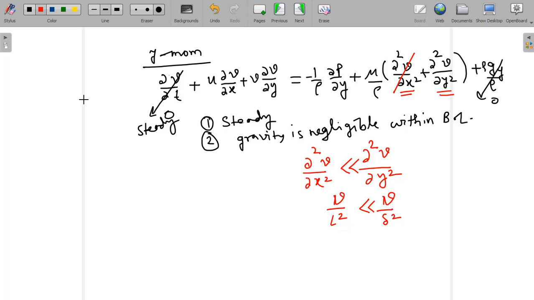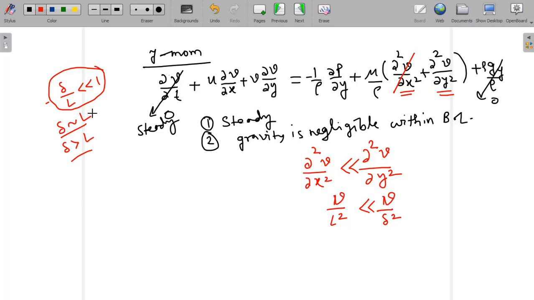it does not mean that the boundary layer will always be such that delta by L is much less than 1. It may be possible that delta is of the order of L, or that delta is even greater than L. That is also possible. So all three possibilities are there, but what we are deriving here is the situation where delta is much less than L.